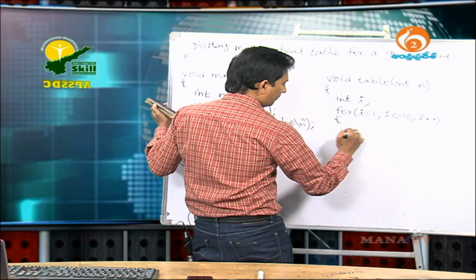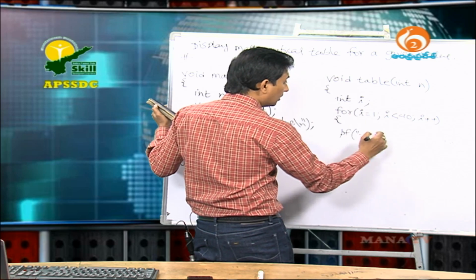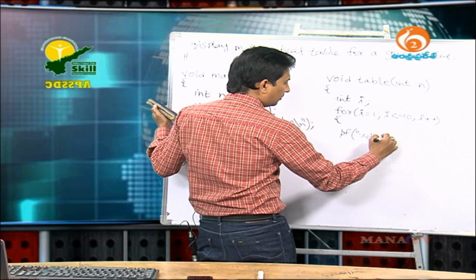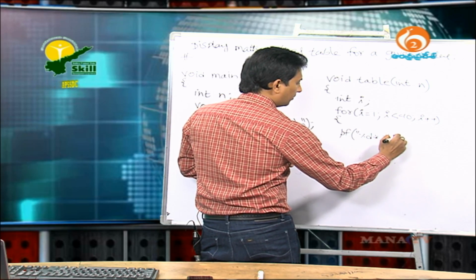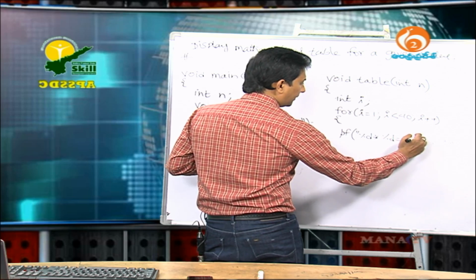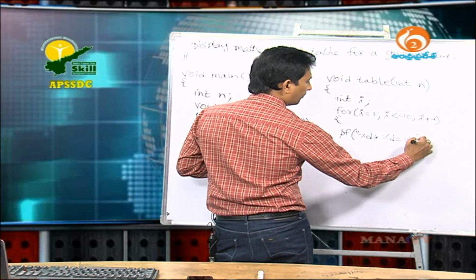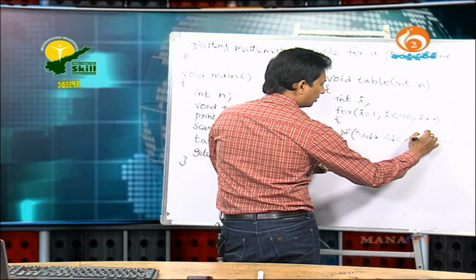printf "%d into %d equal to %d." Okay. Next new line it has to go, right.